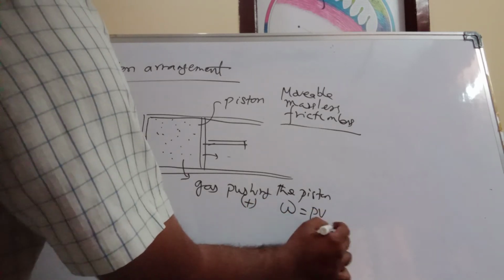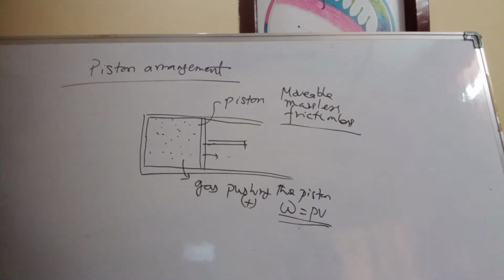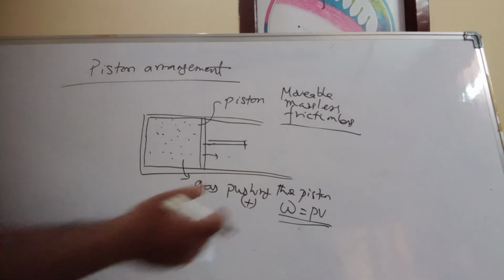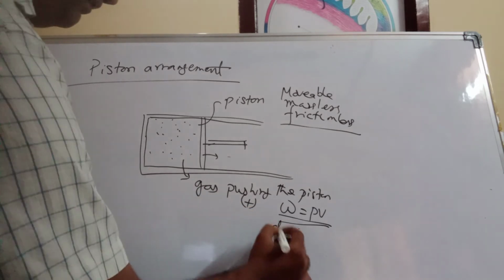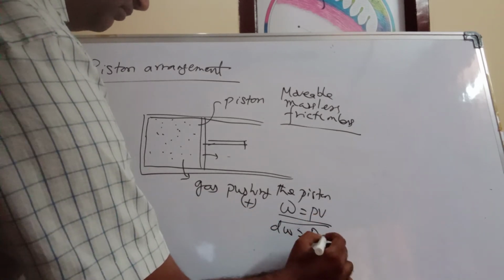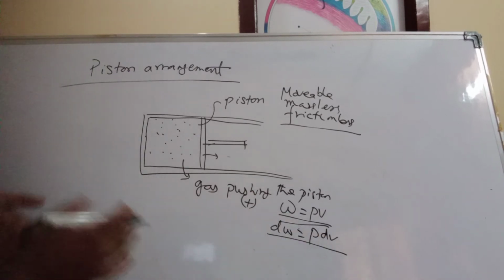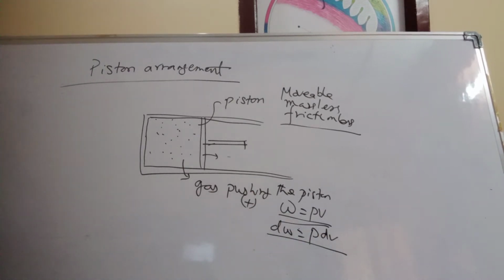W is equal to PdV, I told you. Okay. You take the pressure, you take the volume change, you multiply with that, you get the work. If you consider a very, very small change in volume, you get a very, very small amount of work done. Total work, if you want to get, you integrate both sides. All right, this is one way of altering the internal energy of the system.